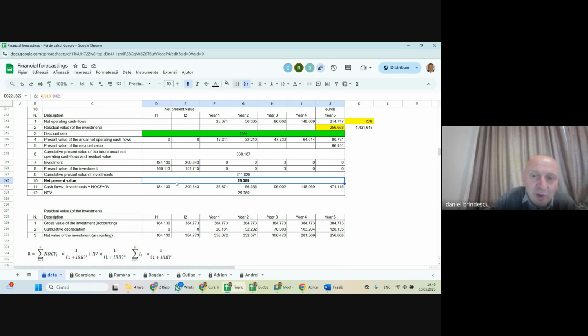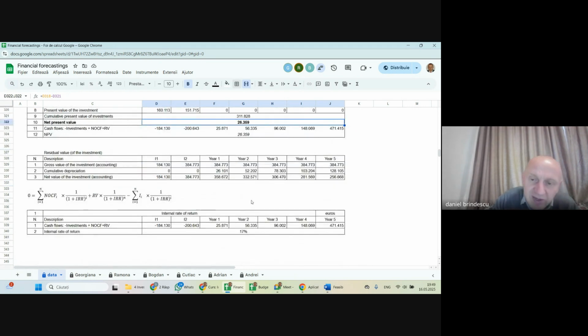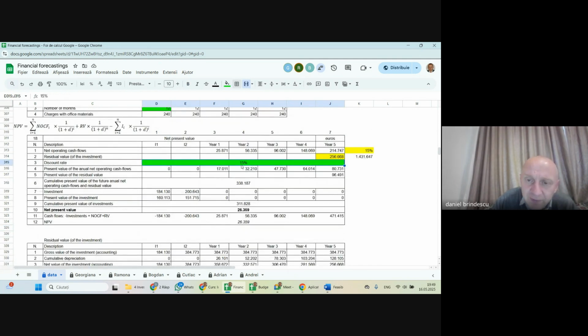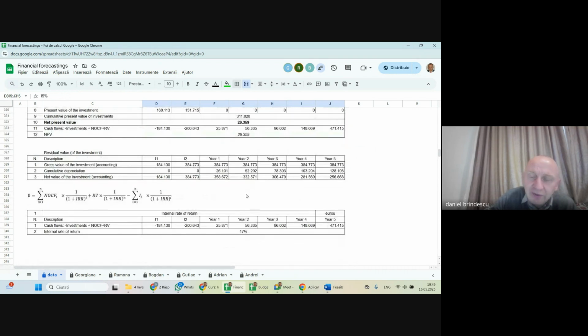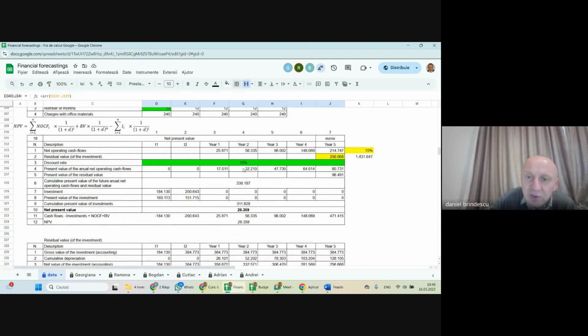Even if the net present value would have been zero, and by definition the internal rate of return would have been equal to the discount rate, 15%, we would have done the investment, because it would have given us a rate of return equal to the discount rate, equal to our expected rate of return. Right?